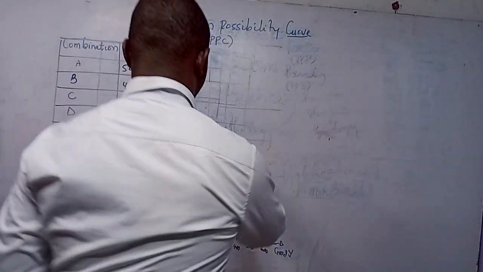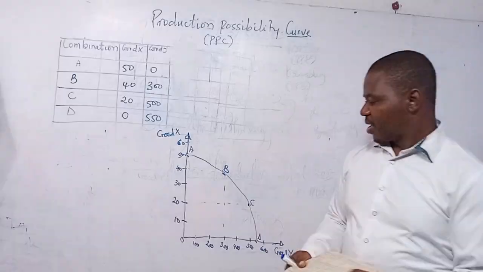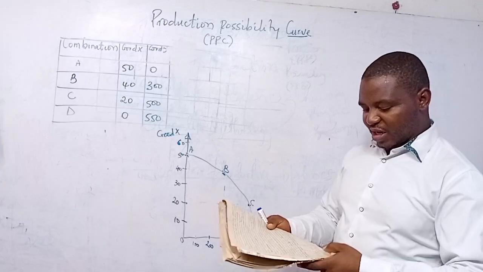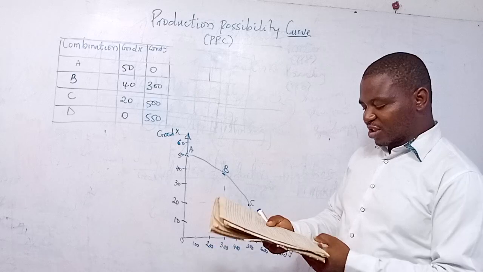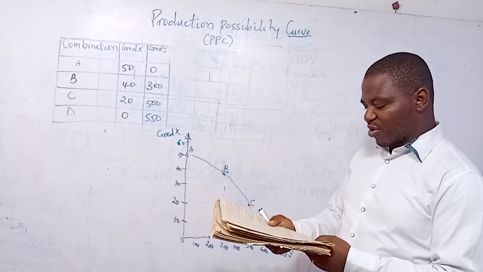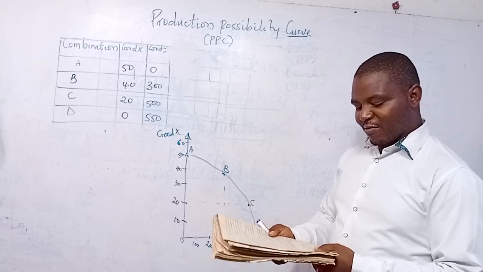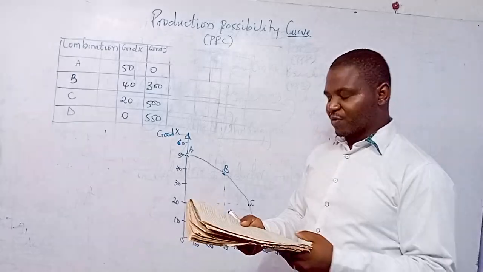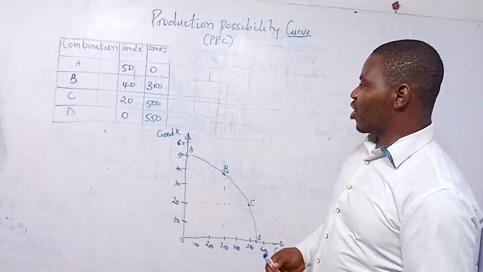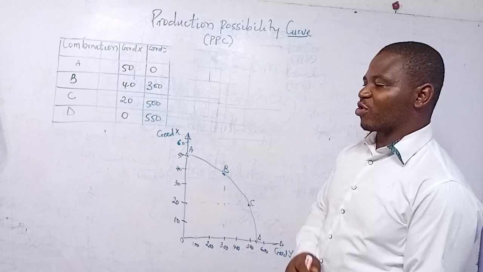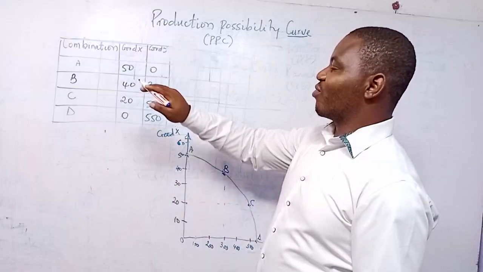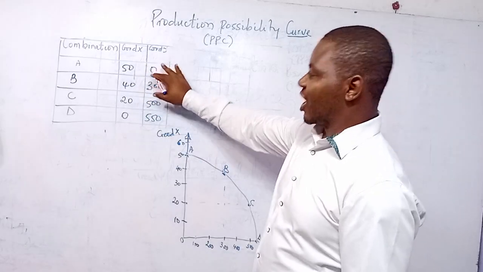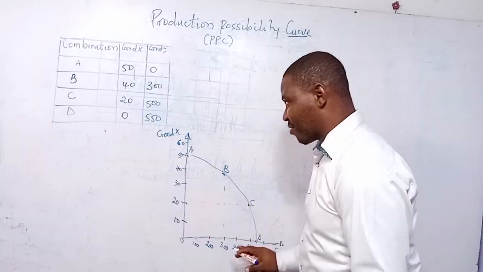Okay, that's your production possibility curve. Then the next question you can have is: what is the opportunity cost of increasing the production of good Y from 300 units to 500 units? Either you use the schedule or you use the graph.